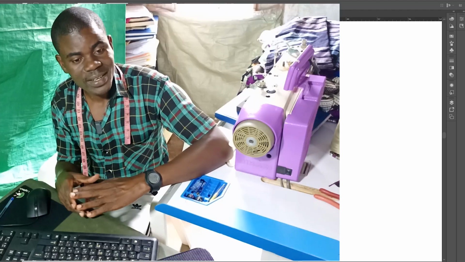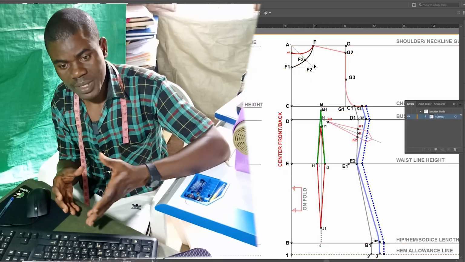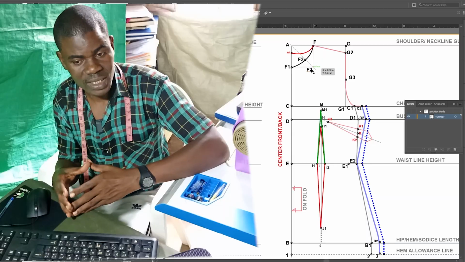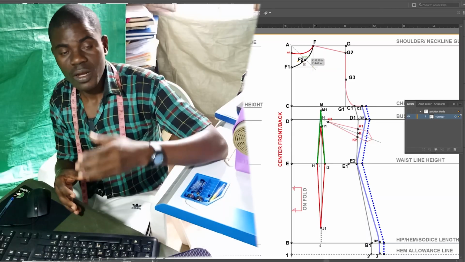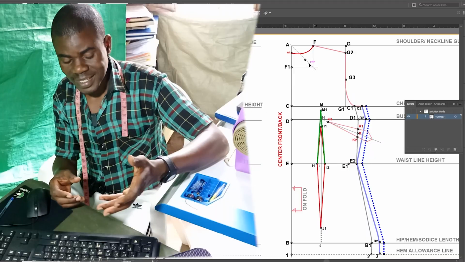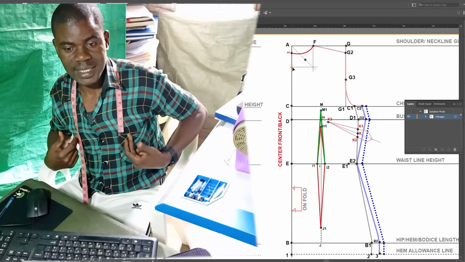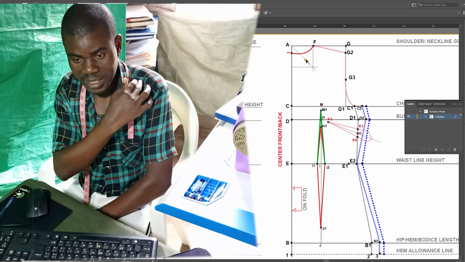Today we are going to dive deep into learning how to draft a basic bodice block from scratch, and we will also look into the wonderful world of darts. That is the side darts, the waist darts, the bust darts, and also the shoulder darts.